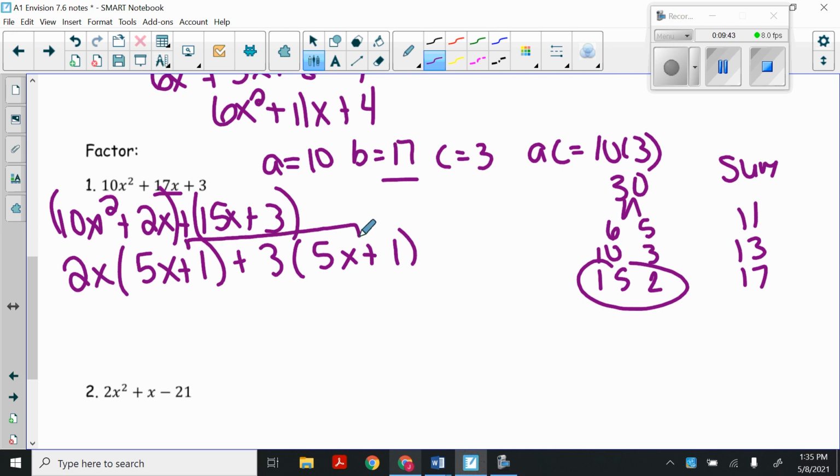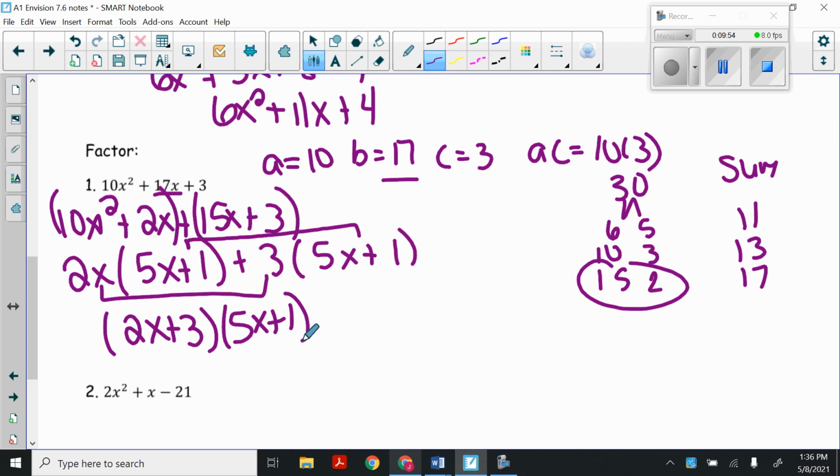Again, I know that I've done this correctly because I have the exact same thing in both sets of parentheses. I combine my GCFs. That's one set of parentheses. So 2x plus 3 and 5x plus 1. That is my answer. Those are both the factors of 10x squared plus 17x plus 3.